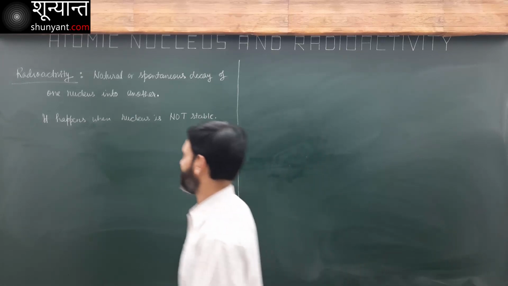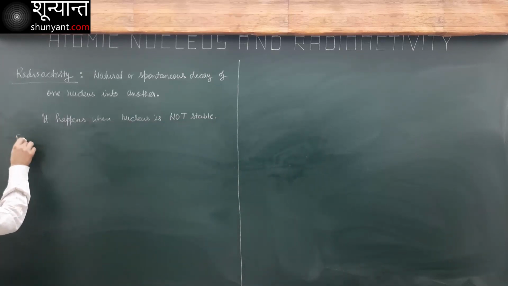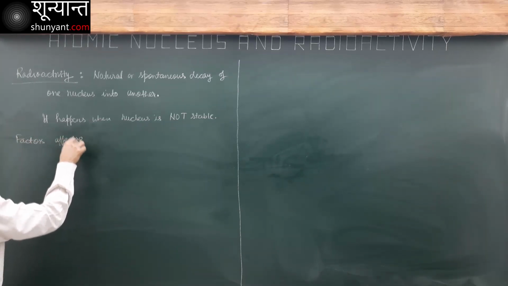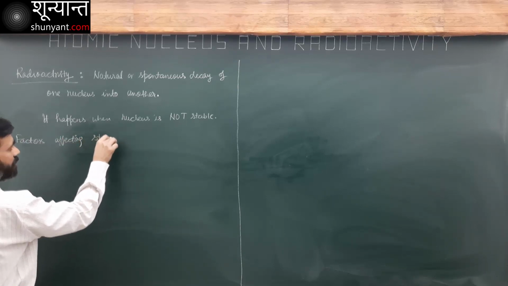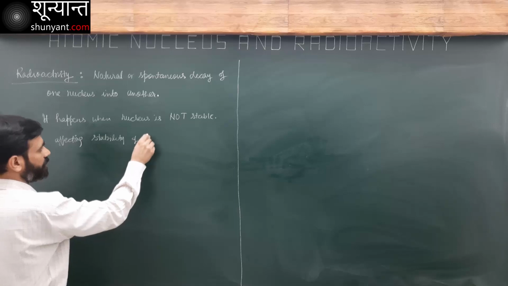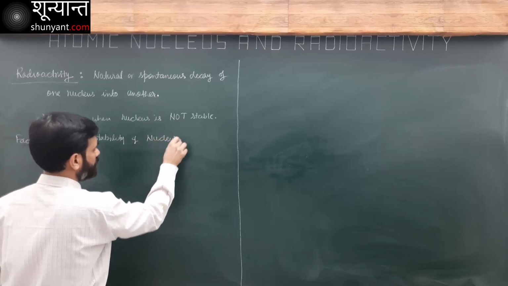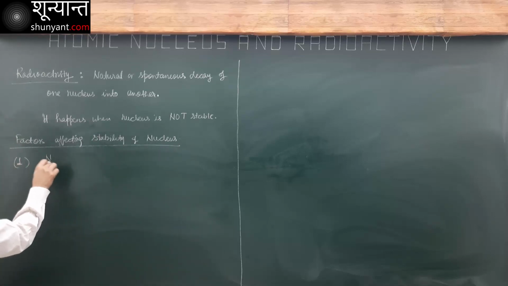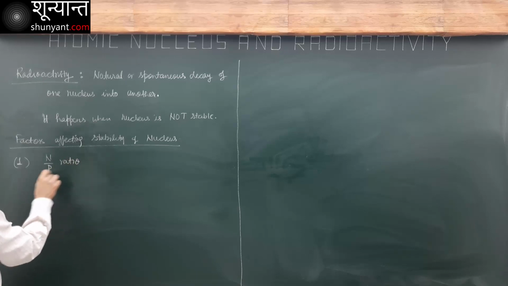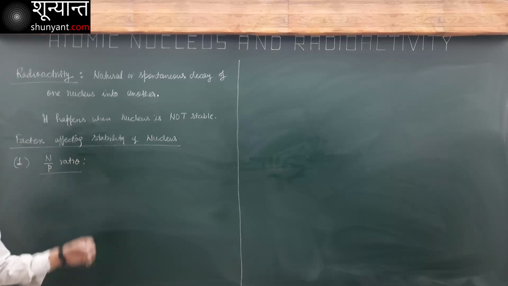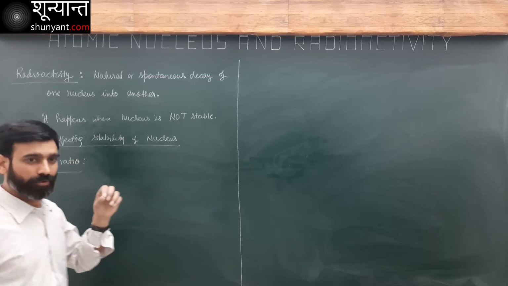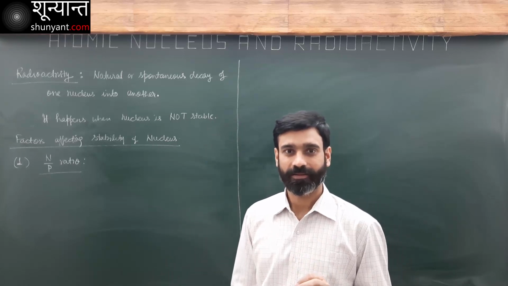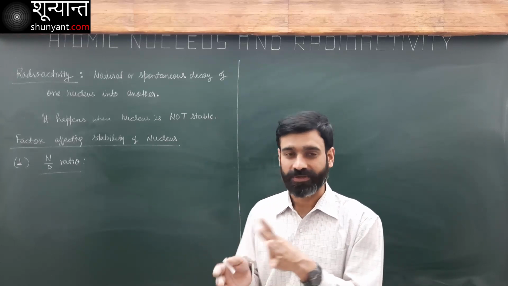Let's look at the factors affecting stability of the nucleus. First, the N over P ratio. What is this? The ratio of the number of neutrons to protons. This ratio decides whether the nucleus is going to be stable or not.